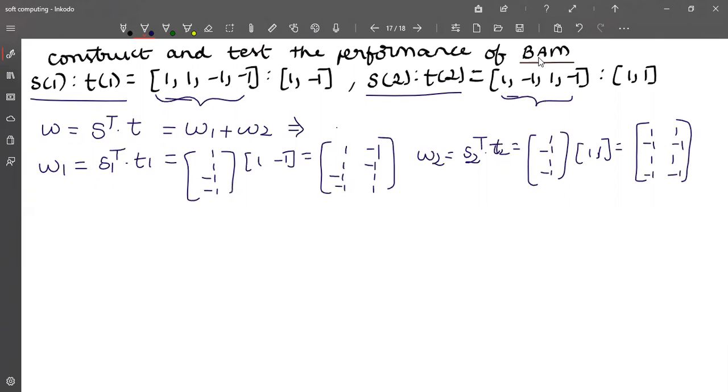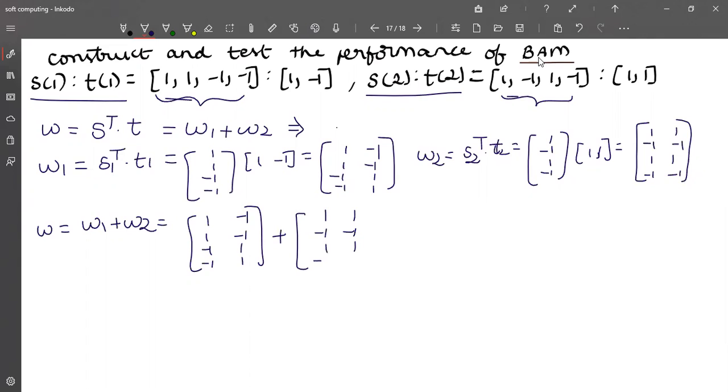So now it's time to find the total weight. W is equal to W1 plus W2, that is 1, minus 1, 1, minus 1, minus 1, 1, minus 1, 1, plus 1, 1, minus 1, minus 1, 1, 1, minus 1, minus 1. Which results in 2, 0, 0, minus 2, 0, 2, minus 2, 0. So we have obtained our weight.